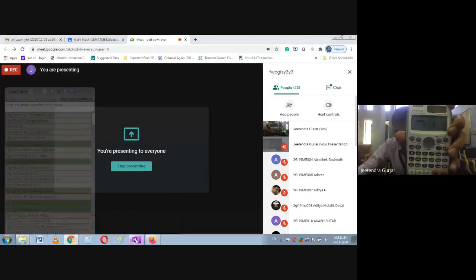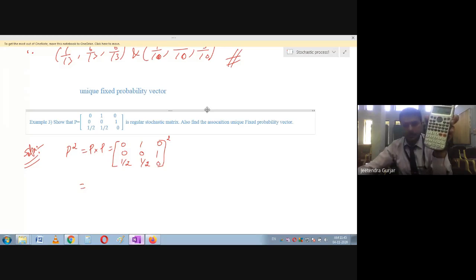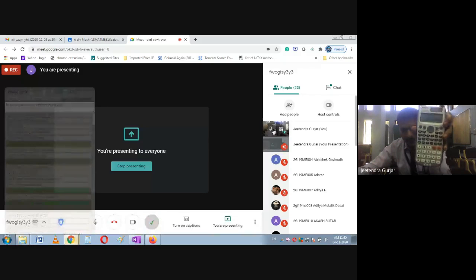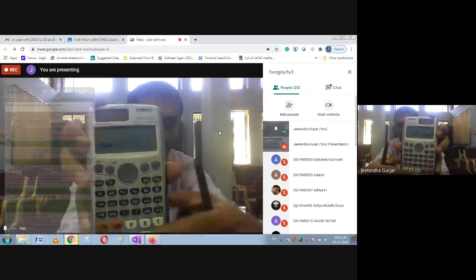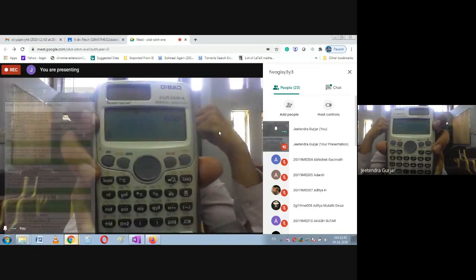Now substitute these values: 0, 1, 0, then 0, 0, 1, then 1 divided by 2, 1 divided by 2, 0. After substituting the values, students, what you have to do? Press AC. Then again go to shift, go to matrix. There is matrix 4. Then press 3. I think Mat A will appear. Is it visible on the screen? Yes, Mat A will appear.